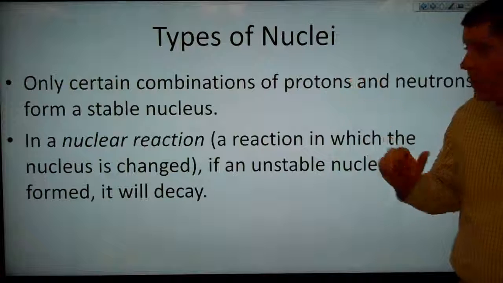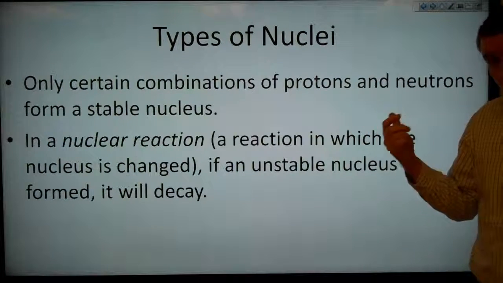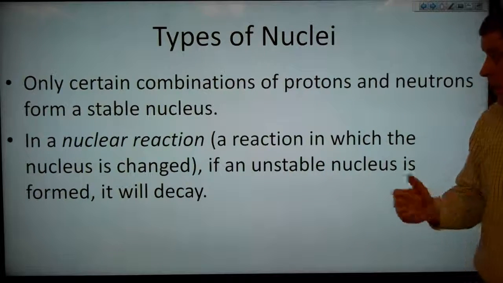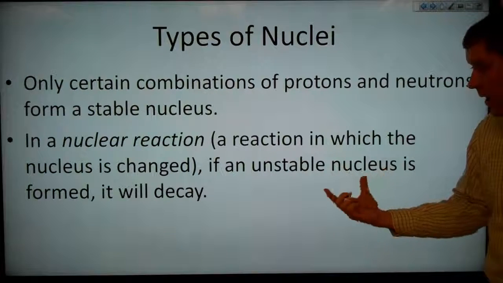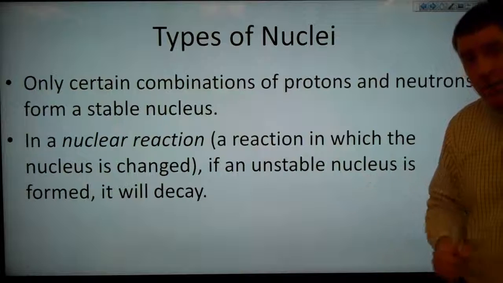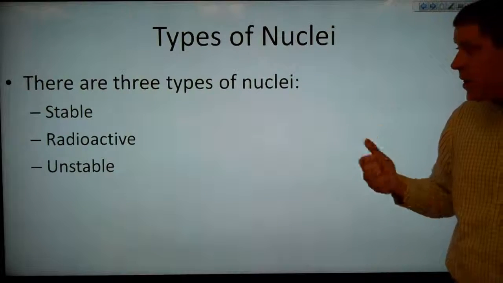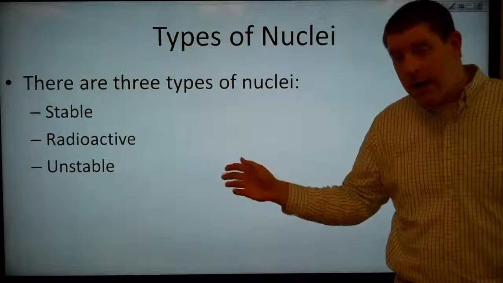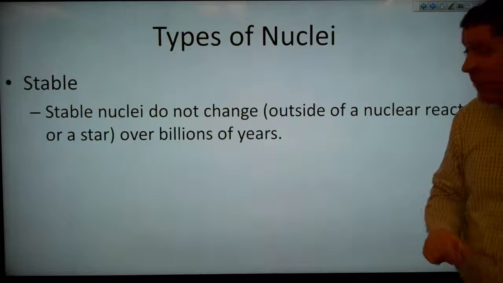Let's talk about types of nuclei. There are only certain combinations of protons and neutrons that will form a stable nucleus. In a nuclear reaction, this is a reaction in which the nucleus is changed, if an unstable nucleus is formed, it will decay relatively shortly thereafter. And there are three types of nuclei. There are stable nuclei, radioactive nuclei, and unstable nuclei. Let's talk about stable nuclei first.